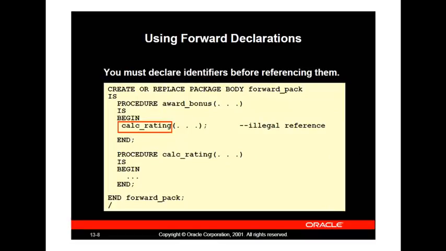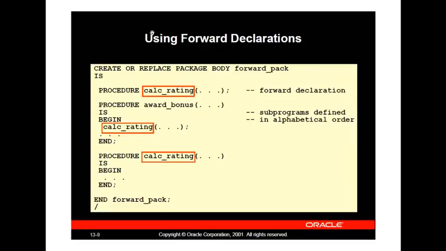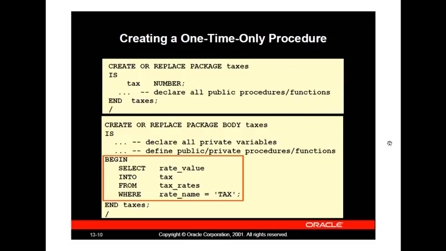Using forward declaration, you must declare identifiers before referencing them. Create or replace package body forward_pack is procedure award_bonus, and in the body it calls calc_rating, which is an illegal reference. But you must use forward declaration. Create or replace package body forward_pack is procedure calc_rating, which is the forward declaration, and the subprograms are defined in alphabetical order.